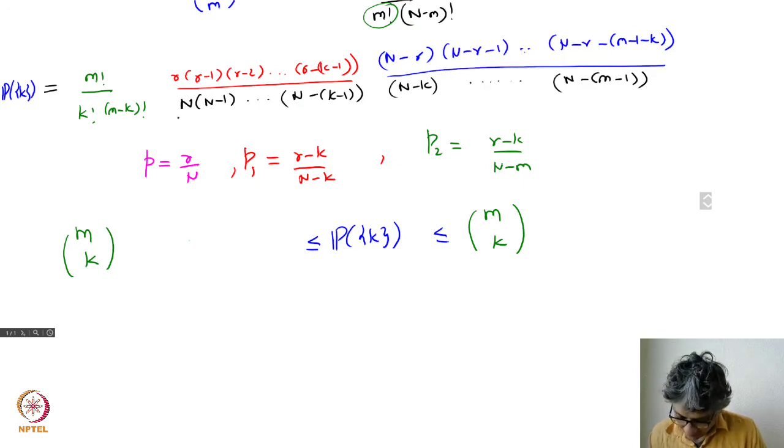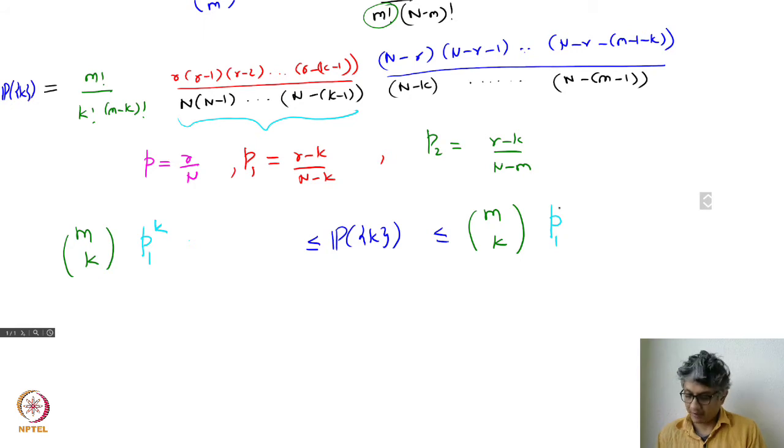So the red over black, this particular term right here, is always going to be bigger than P1, each of the terms. Because P1 is R minus K at the top and N minus K at the bottom. So N minus K is much larger and R minus K is much smaller than any of the terms. So each of the blue terms is going to be bigger than P1 to the power K. And on the other side, it's always going to be smaller than P, because everybody is like R by N, so everybody's smaller than R by N. So it's smaller than P to the power.